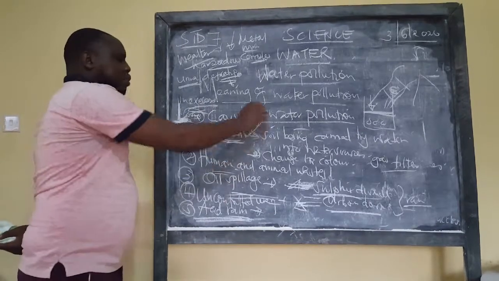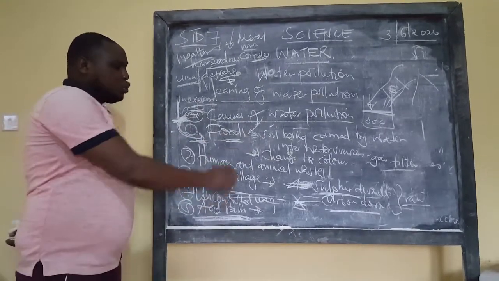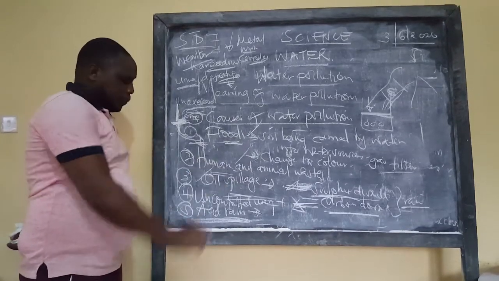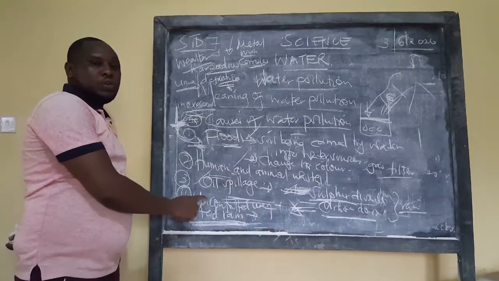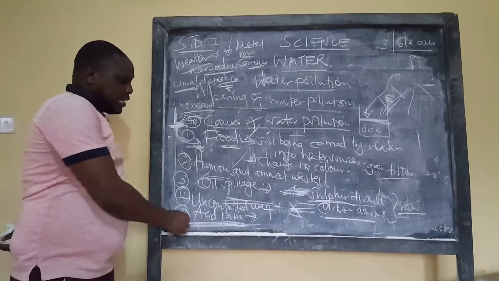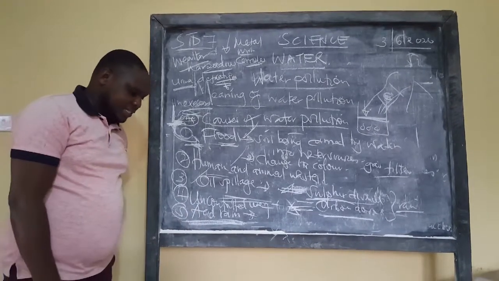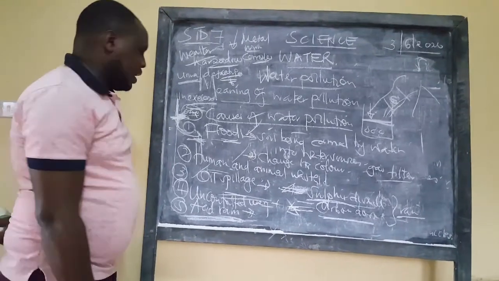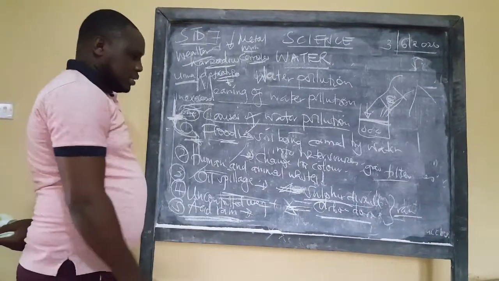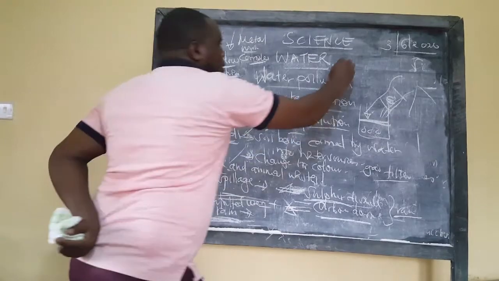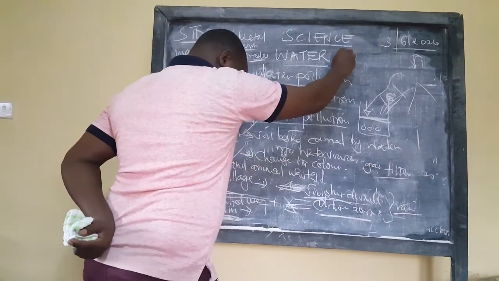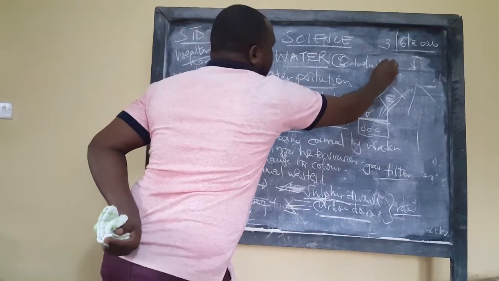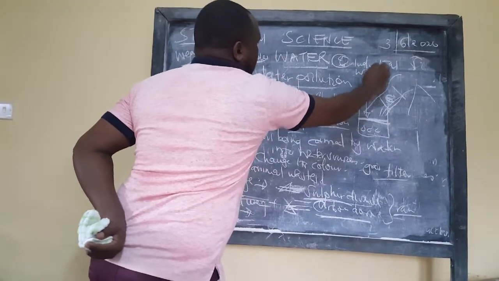Number one, we talked about floods. Number two, human and animal waste. Number three, oil spillage. Number four, uncontrolled use of farm chemicals. And lastly, number five, the acid rain. There's something I did not mention. Number six, the last one is industrial waste. Sorry, you can include that, industrial waste.